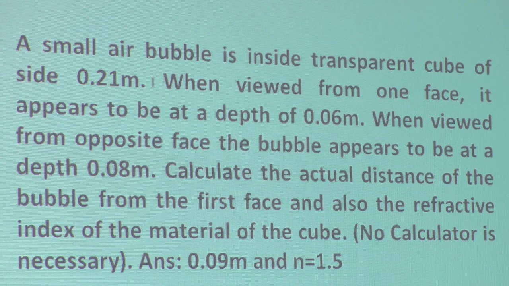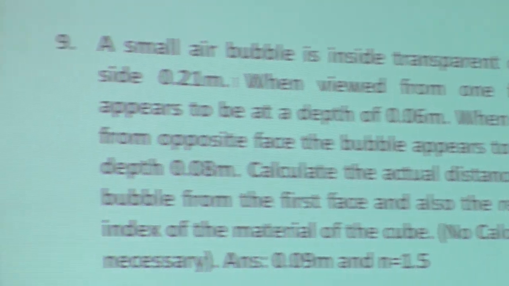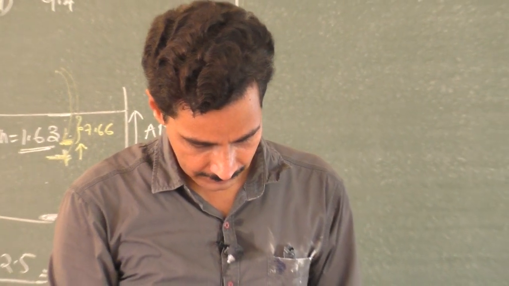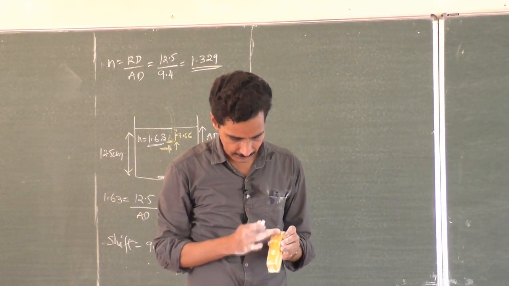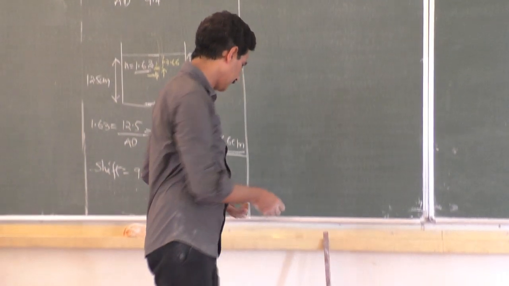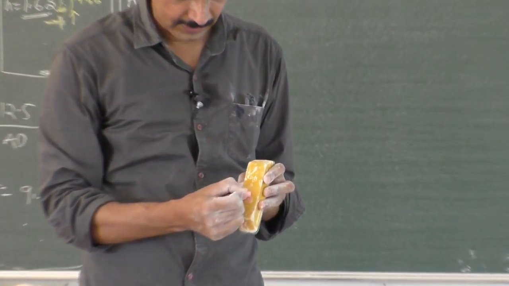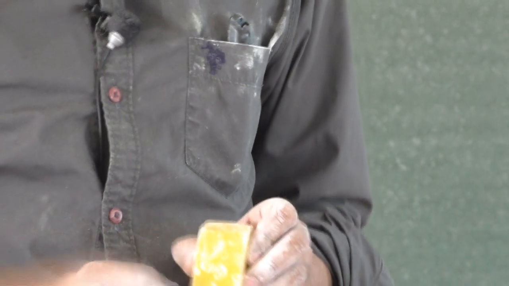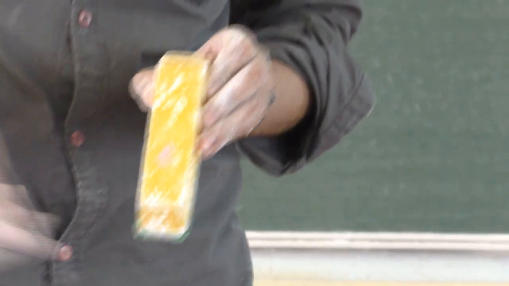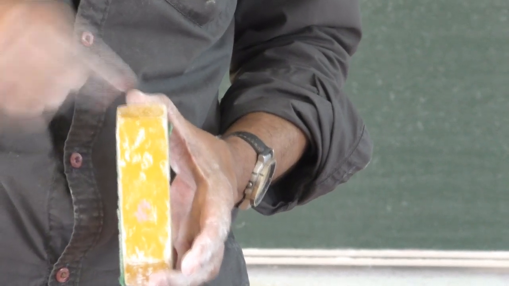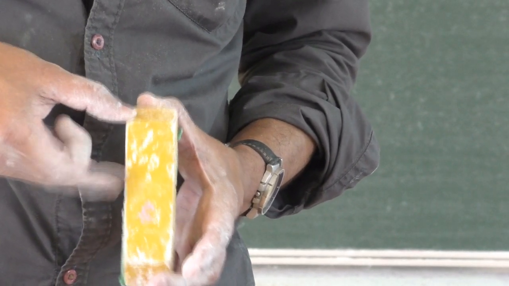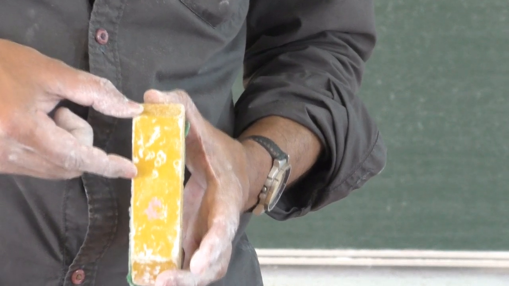Now, coming back to this explanation. Suppose you have a transparent glass cube like this. I will give you the data when I solve the problem. Now suppose this is some object inside the glass, say an air bubble. And remember, that object or air bubble need not be exactly at the center. It may be at some other place. So when I view this air bubble from this side, it appears to be shifted somewhere here. Now this is the real depth and this is the apparent depth.